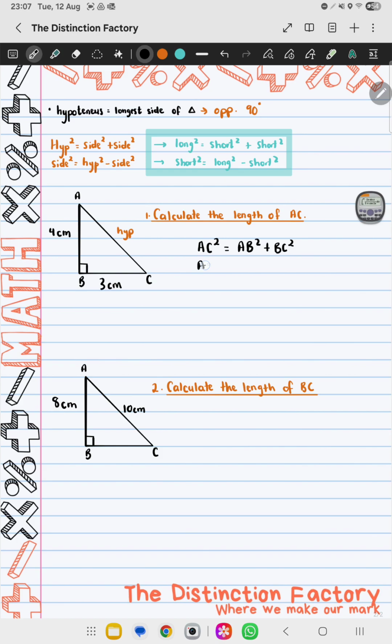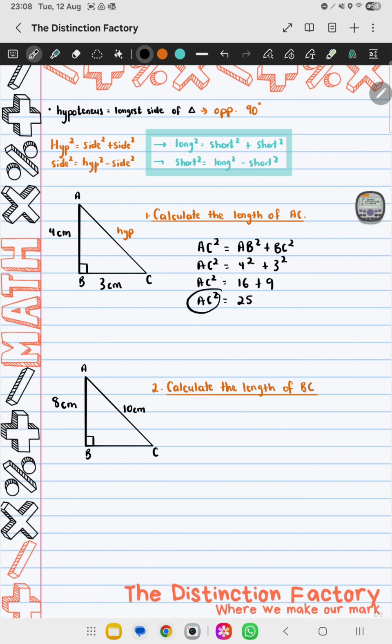From here, we can substitute our values. The length of AB is 4 centimeters, and the length of BC is 3. I can then simplify these values. 4 squared is 16 and 3 squared gives us 9. When I add them up, I end up with 25 as my answer.